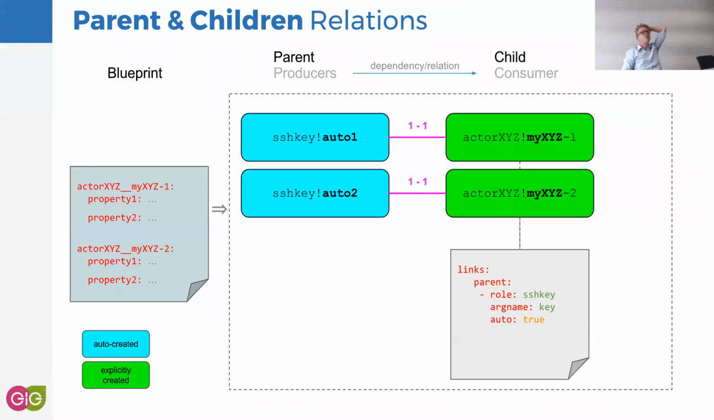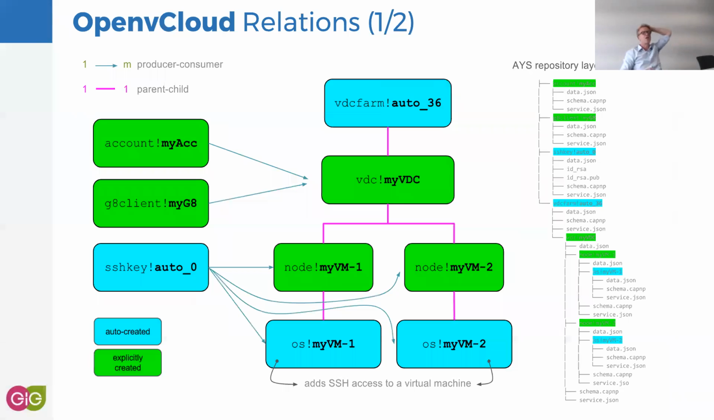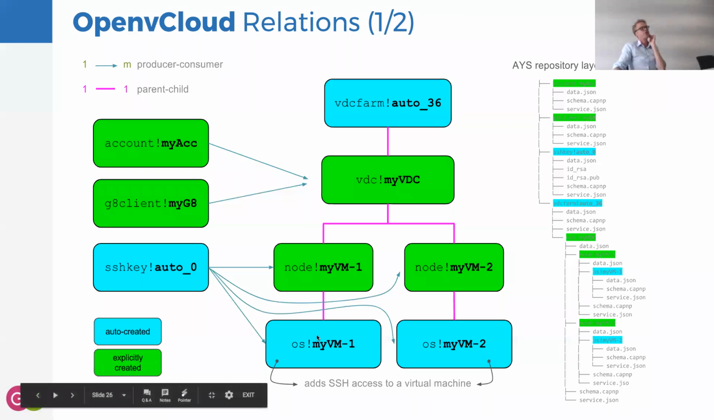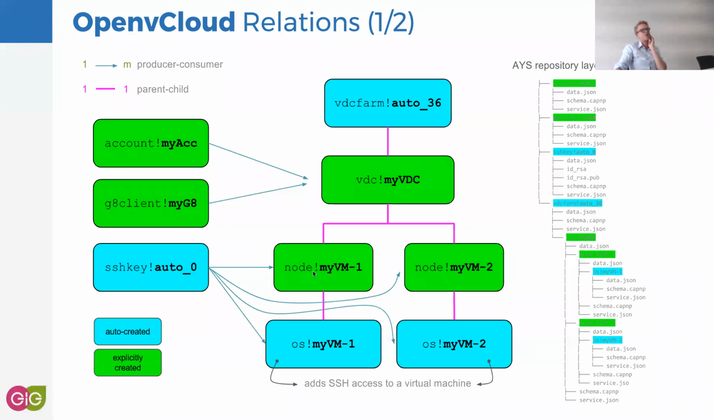Now, the real use of the parent-child relationship is about organizing stuff. And here you see an example. This is a real example, by the way, of how it works. So this is an example of a virtual machine. What you see here, again, the green ones are the ones that you typically explicitly specify in the blueprint. You say, I want to have two virtual machines, virtual machine 1 and virtual machine 2.